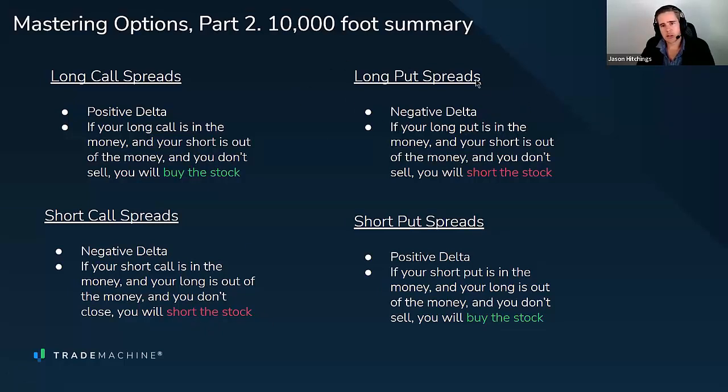Long put spreads have a negative delta. You want the stock to go down. And if your long option ends up in the money, then you'll sell the stock, even if you don't have it, and then you'll be short the stock. Short put spreads, you want the stock to go up. You have positive delta. And if the stock moves down and that moves against you, then that short put, someone will sell you the stock and you'll end up owning the stock.